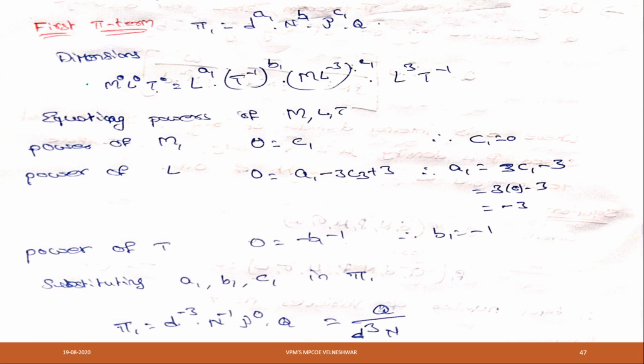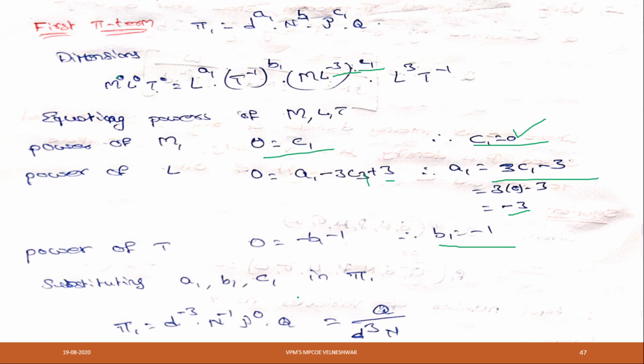What is our next step? We have to equate the powers. First power of M: 0 is equal to C1, where M is there on C, so C1 value will be 0. Next power of L: 0 is equal to A1 minus 3C1 plus 3, that is A1 is equal to 3C1 minus 3. C1 value how much? 0, so 3 into 0 minus 3, that is minus 3. Now power of T: 0 is equal to minus B1 minus 1. So therefore B1 is equal to minus 1.